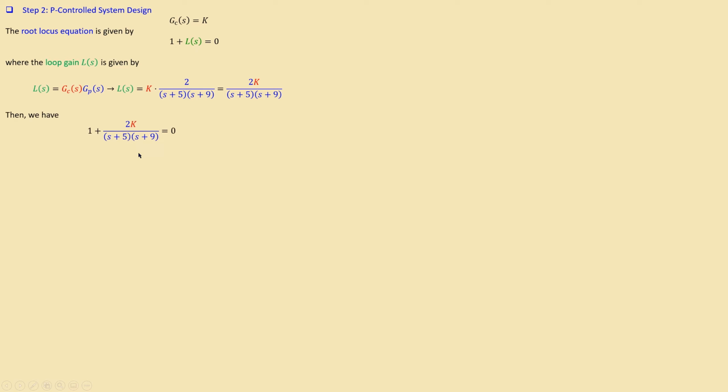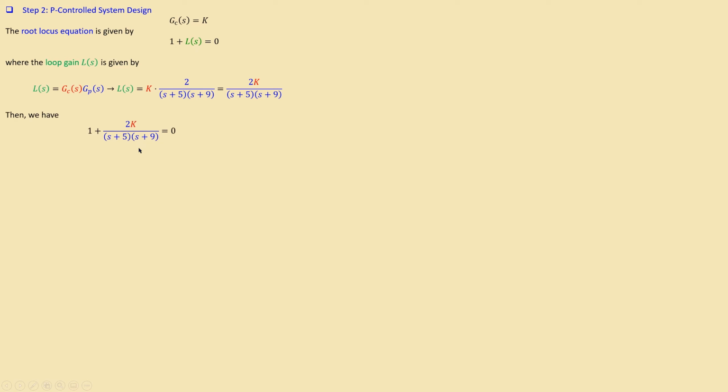So the root locus equation is then given by very simple: 1 plus, again, the loop transfer function is equal to 0. And since the controller of course is K, I can say the loop transfer function is the controller times the plant, which is then K times the plant, a little bit simplified expression for the loop transfer function. Now I will substitute this in the root locus equation. We will have the following situation.